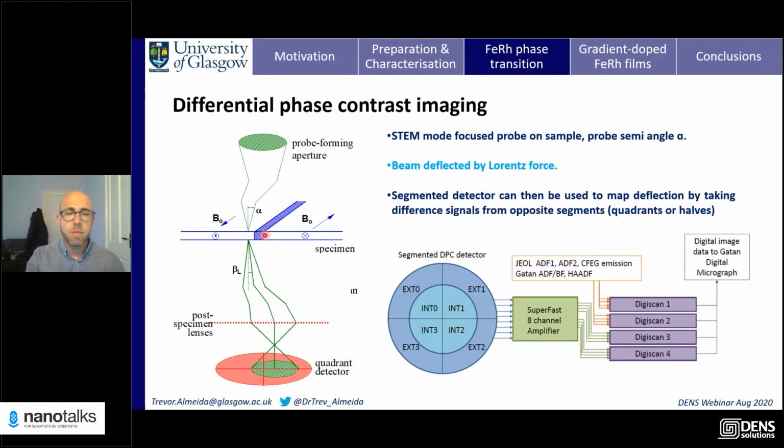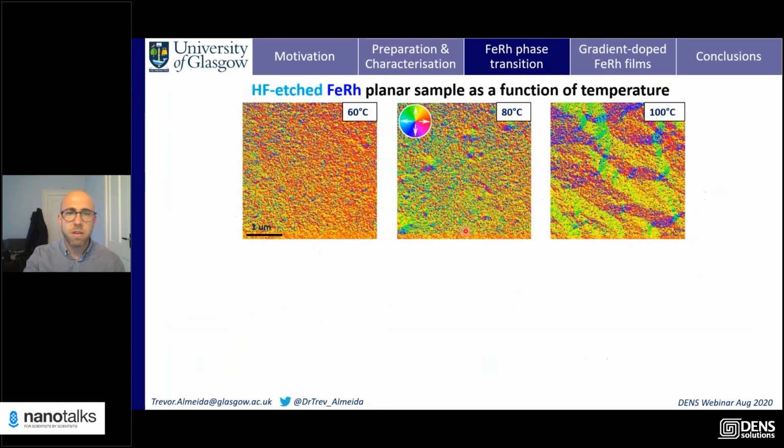So if we think of the beam being deflected by the magnetic domains, then there would be variations on this 8-segmented detector, where the beam would be deflected across the center, and we have variations in intensities across the different segments of the detector. And then we can use these variations, or essentially the difference in the intensities, to try and recreate images of the magnetic induction.